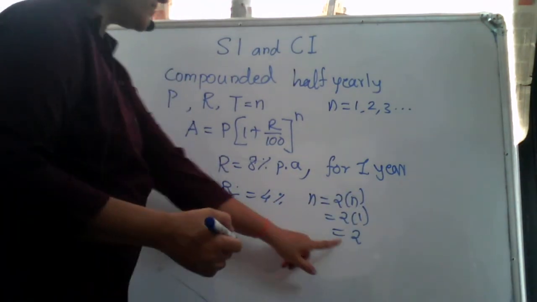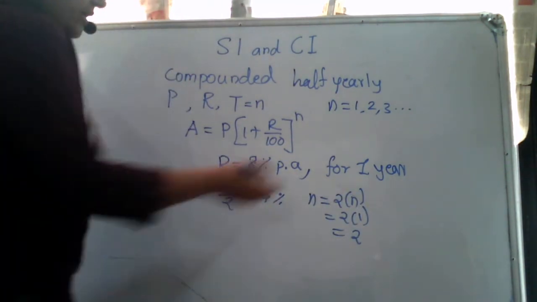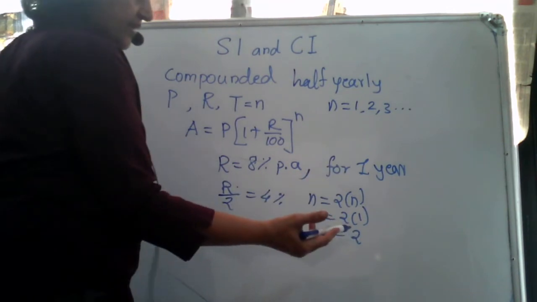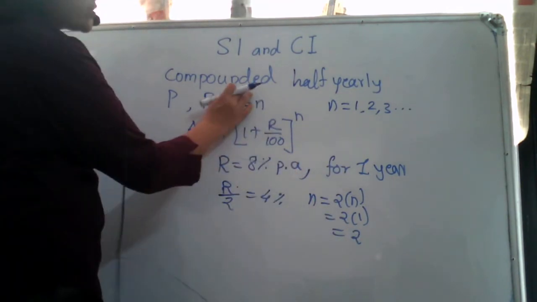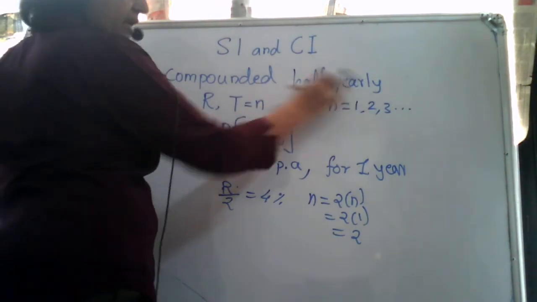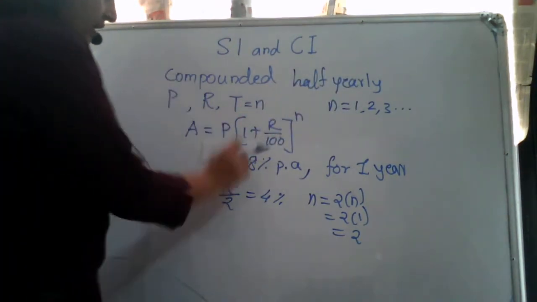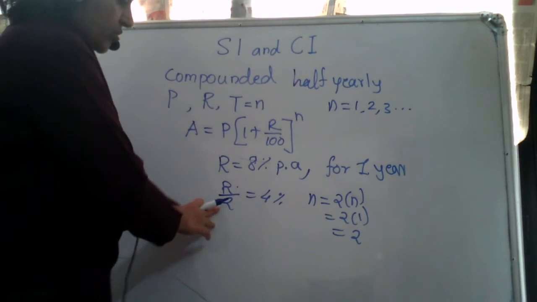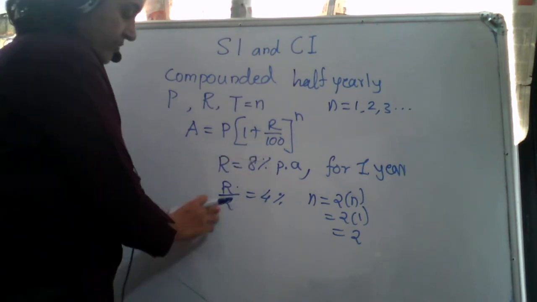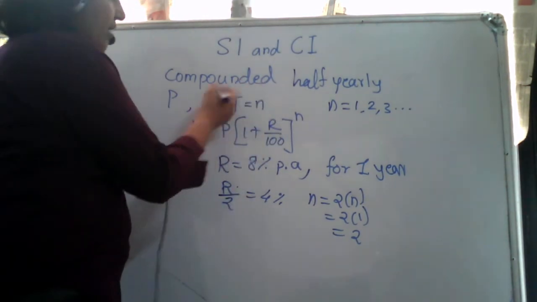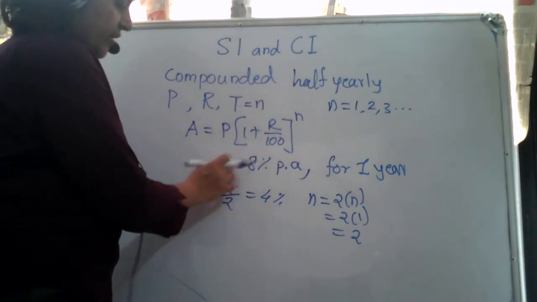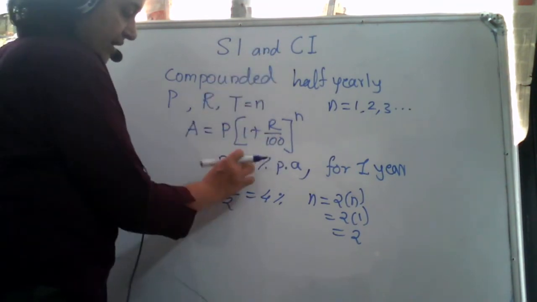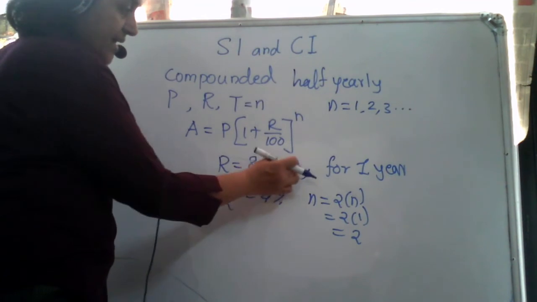The conversion periods will become 2. In the sense what? In 1 year, how many half years are there? 2 half years. But why are we looking for half years? Because the compounding is done every half year. That is why. Now this rate of interest is also cut down to half. Why? Because compounding, or the interest, is calculated every half year. So the rate of interest also goes down by half of whatever is given per annum.